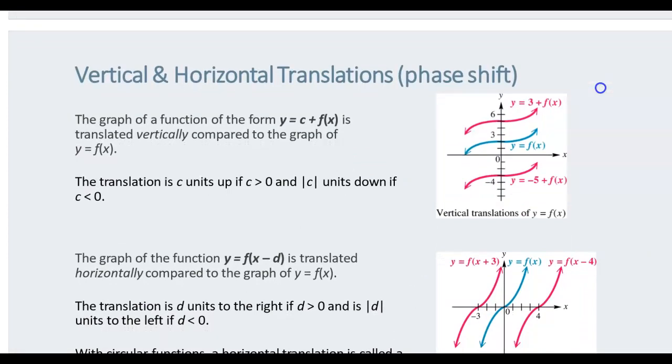Vertical translations happen when we add a number on the outside of the function, so that will shift up for a positive number and down for a negative number.